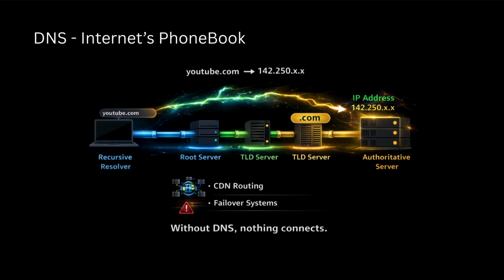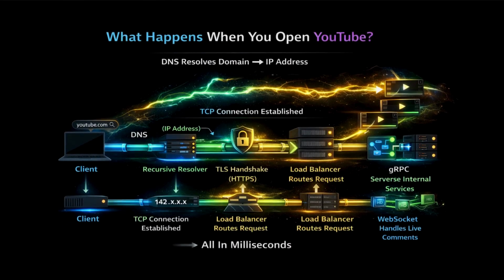So let's put it all together. What actually happens when you open YouTube? First, DNS resolves the domain into the IP. Then a TCP connection is established. Next, the TLS handshake secures the connection via HTTPS. Your browser sends an HTTP request. A load balancer routes it to the right place and the server responds. As the video chunks start delivering, a WebSocket might jump in to handle your live comments, while deep in the data center, internal microservices are shouting to each other via gRPC. All of this, the handshake, the security, the routing, happens in just a few hundred milliseconds.